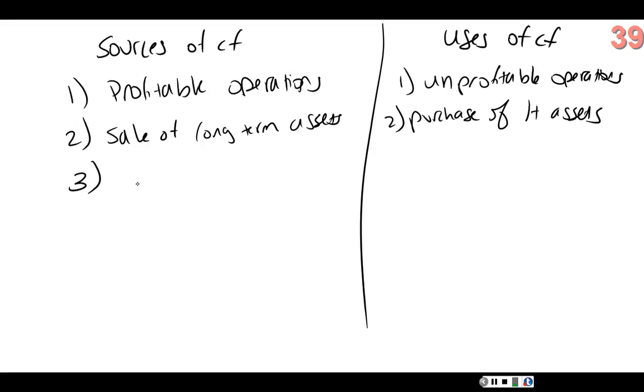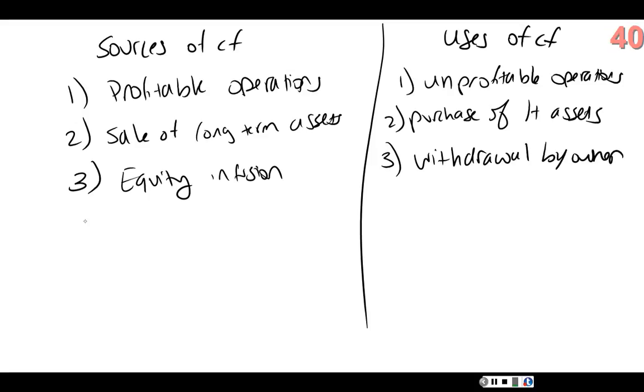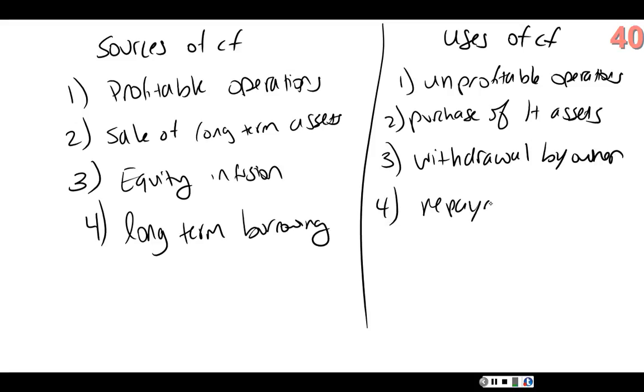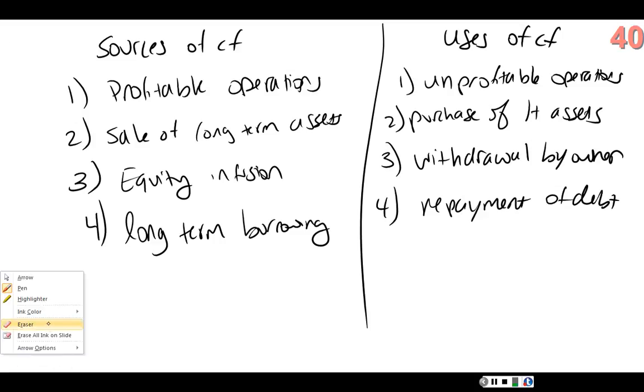Another way that a firm can receive money is an equity infusion. So the owner invests money. The opposite of that is a withdrawal by the owner. Another source of cash flow is long-term borrowing. And the opposite of that is the repayment of debt. So these four sources and uses of cash flow fall into three unique activities.